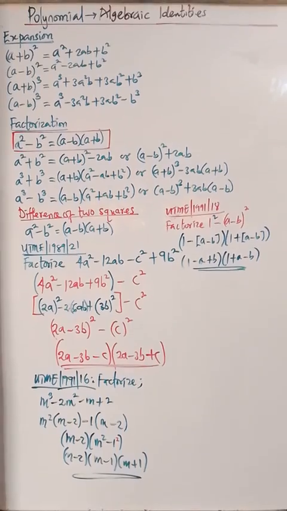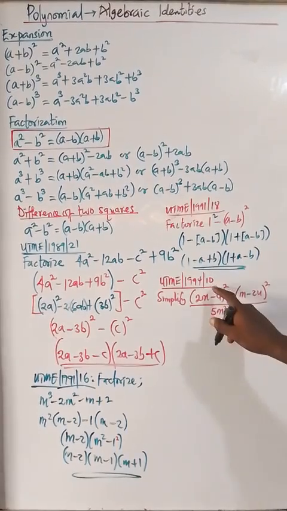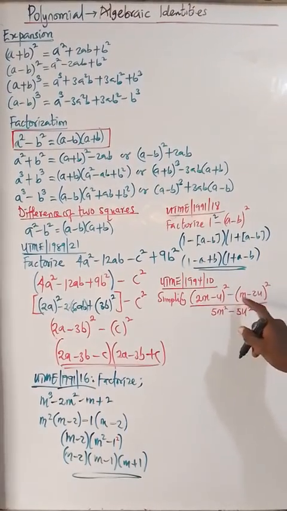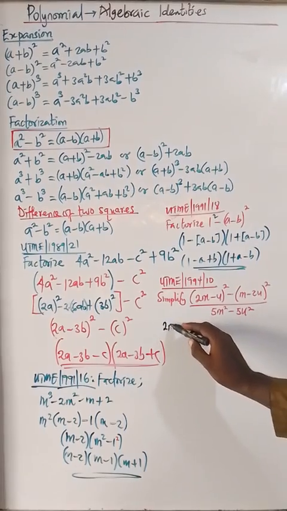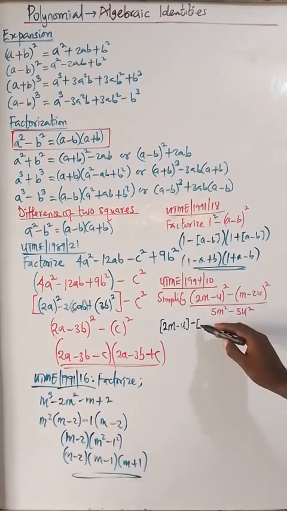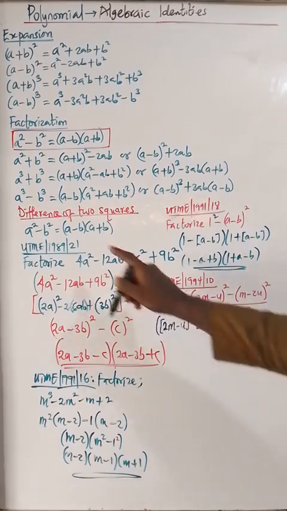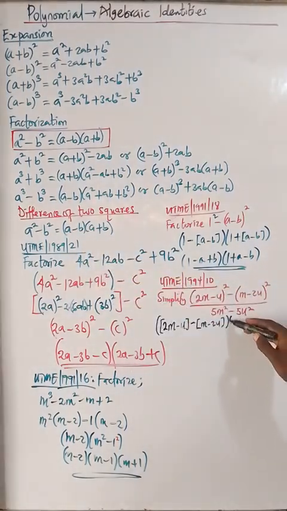Let's take another question. UTME 1994 question 10. We have to simplify this. Notice the difference of two squares? So what I mean to do here, we subtract this from this. So we're having 2m minus u minus, what do you have here? M minus 2u. This is for subtracting, a minus b. Then let's add, a plus b. Then we add this with this. That will be 2m minus u plus m minus 2u. So we've done the difference of two squares there.